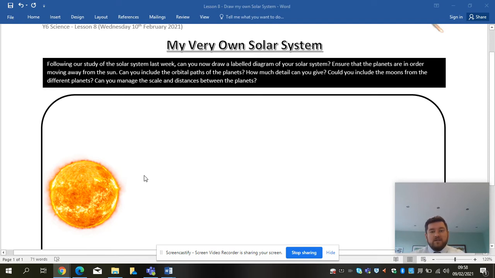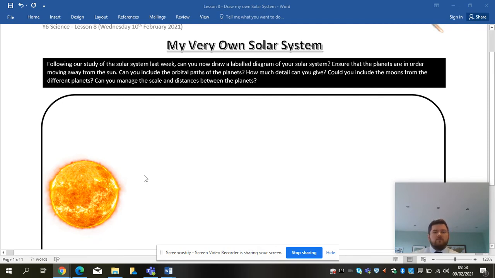Now, it says, could you include the moons from the different planets? Well, we know Earth has a moon, but there are other planets that also have moons, and you might want to draw them on and label them. When it says scale, well, we know that the planets in comparison to the sun are a lot smaller. So could you think about making sure they were in at least relative size, so that the smallest planet in our solar system is the smallest planet on your diagram?